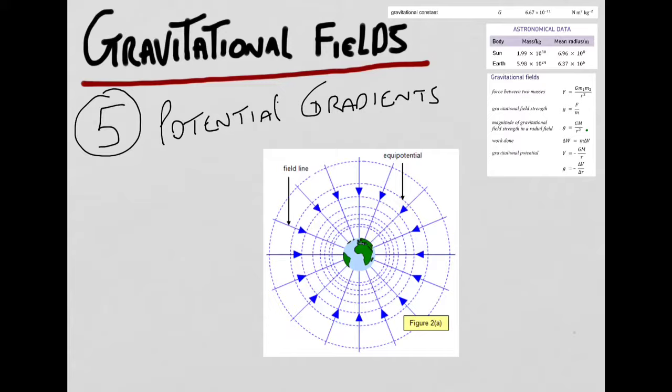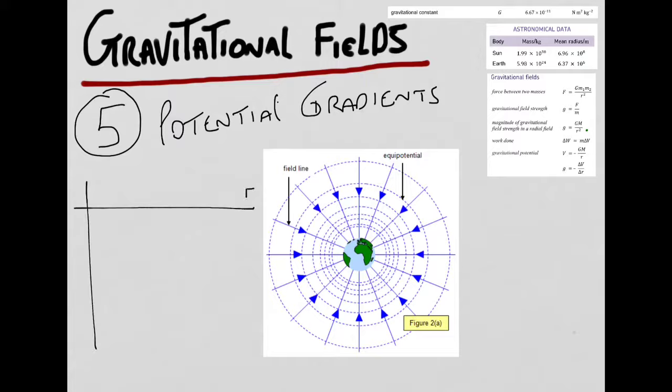So potential gradients, what are we talking about when we're talking about potential gradients? Potential gradients are a measure of how closely spaced these equipotentials are. So the potential gradient here is very high and the potential gradient here is very low. Now, sometimes I think it's best to consider this if we were to take this image here, cut it in half and look at it sideways on. If we were to do that, we would see a graph that would look something like this.